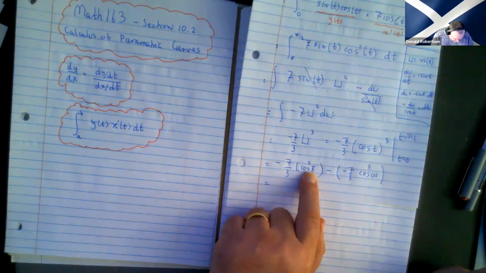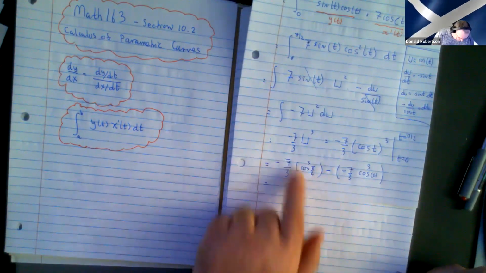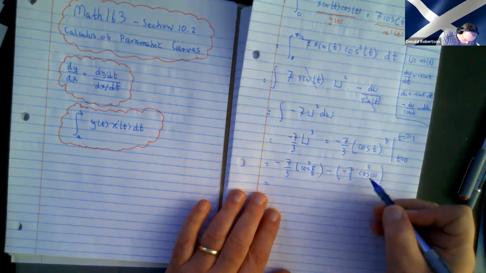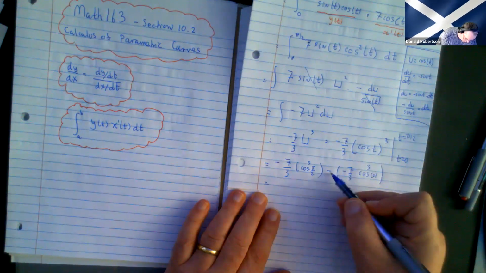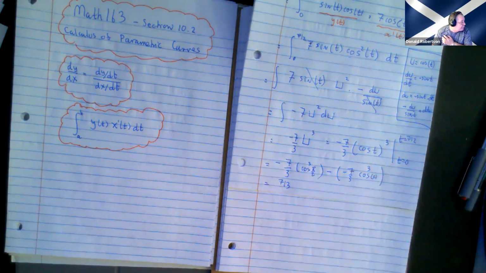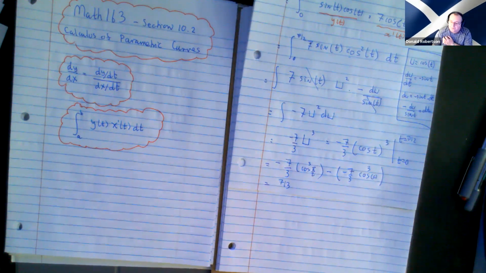Cosine of pi upon 2 is nothing, so all of that is 0. Two negatives make a plus, and the cosine of 0 is 1. 1 cubed is still 1. Two negatives make a plus, and the answer I got would be 7/3, which is correct.